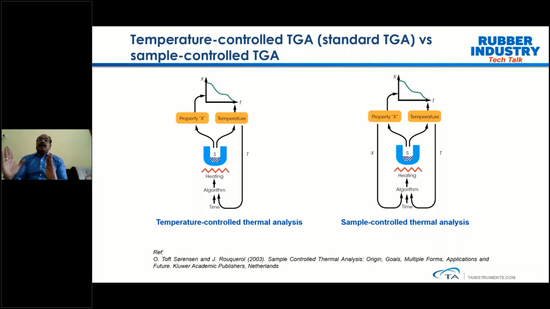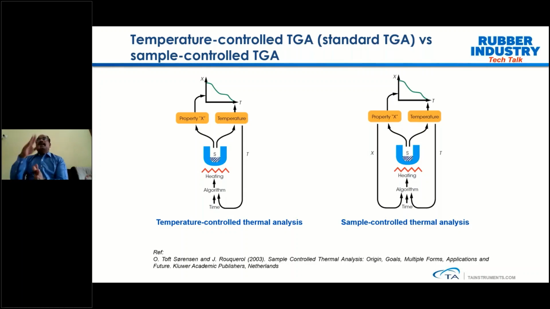Whereas on the sample control TGA, as you can see on the right hand side, your sample weight loss is also a part of your control algorithm. So what happens is, at the beginning of the run, the sample will be heated at a faster heating rate. As soon as the TGA senses there is a sample weight change, it will slow down the heating rate and allow the particular decomposition to complete. This way it will have a dynamic heating rate.